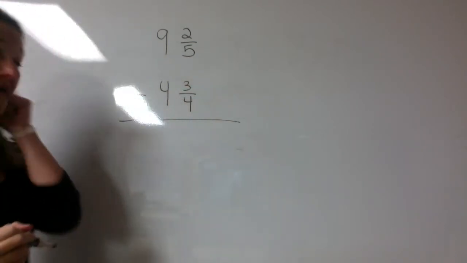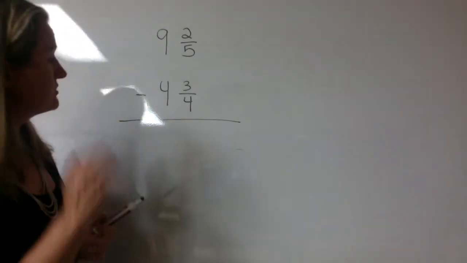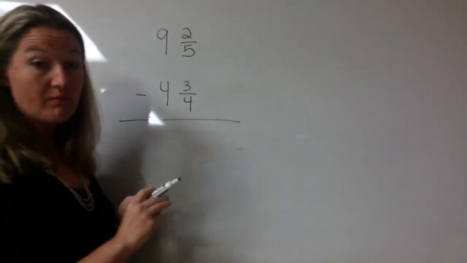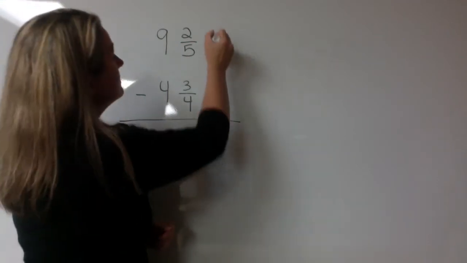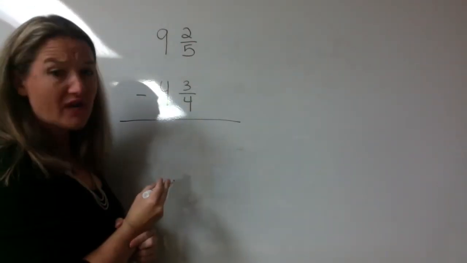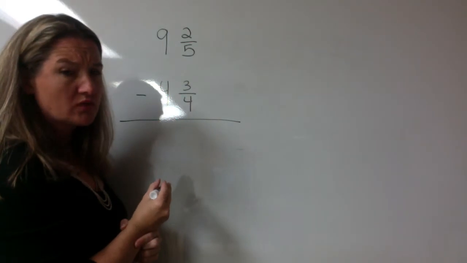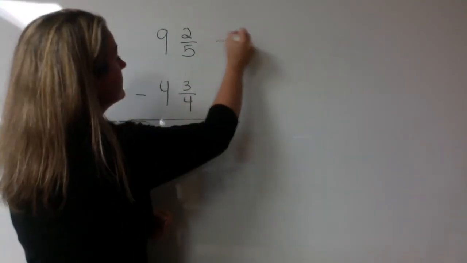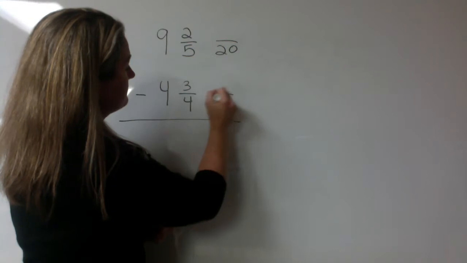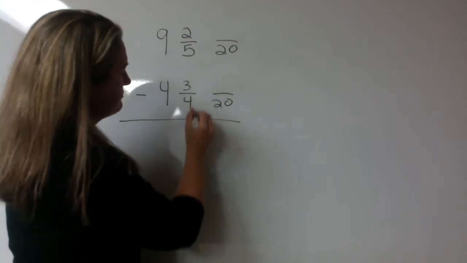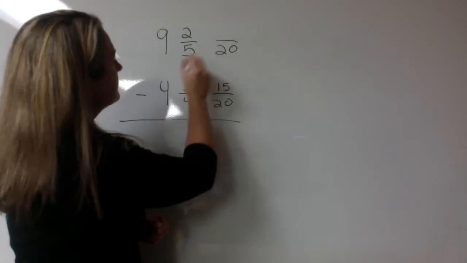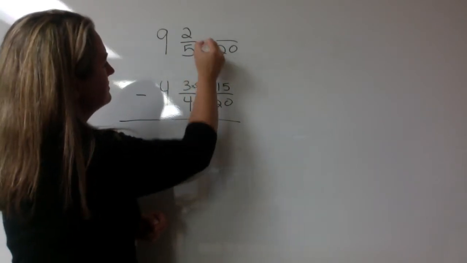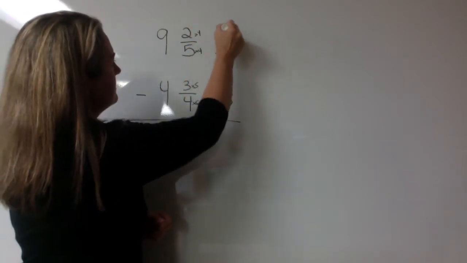All right, 9 2/5 minus 4 3/4. Okay, so right off the bat, look at the fractions. Let's go ahead and get a common denominator. All right, so common denominator 5 and 4, least common multiple is 20. Okay, 20. Okay, so 4 times 5, so 3 times 5, that's 15. Okay, 5 times 4, 2 times 4, 8.